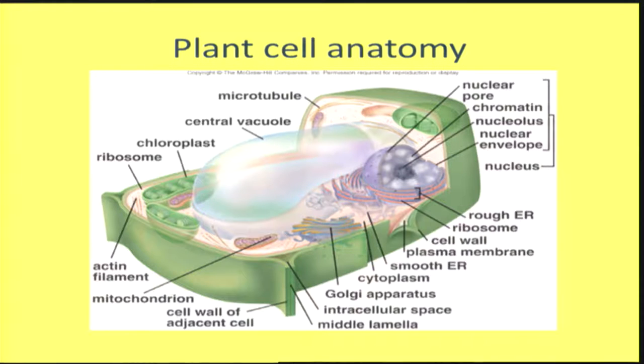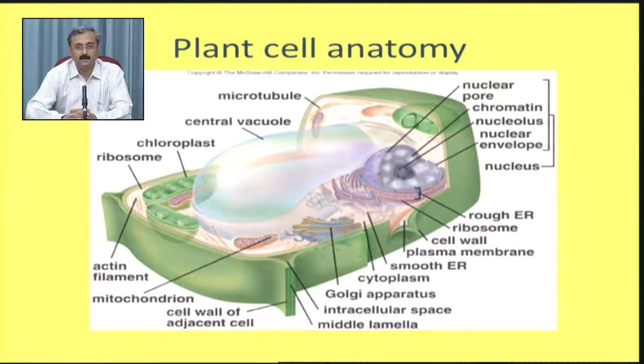Now further on, if we see the plant cell anatomy and compare the two, the nucleus is also quite similar. There is a nuclear pore, chromatin, a nucleolus, and a nuclear envelope. They all constitute the nucleus. There is also the rough endoplasmic reticulum and smooth endoplasmic reticulum, but there is one more thing, that is the cell wall. The cell wall is an outermost covering which provides rigidity and shape to the cell.